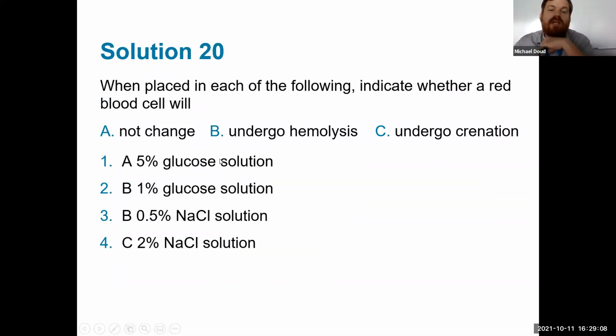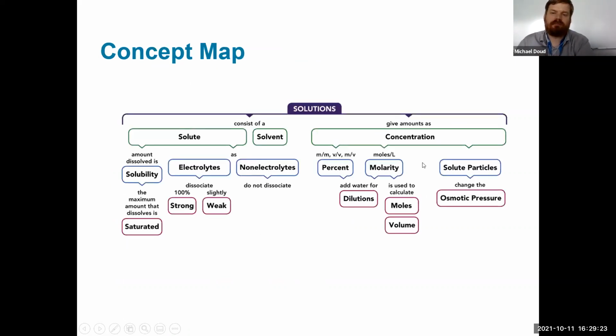Okay, so 5% glucose, that's isotonic, so no change. 1% glucose, that's hypotonic, so you get hemolysis. 0.5% sodium chloride, hypotonic again, hemolysis. And 2% sodium chloride, hypertonic, crenation.